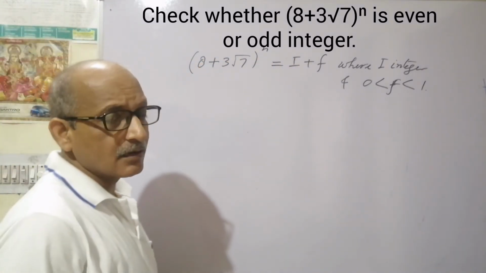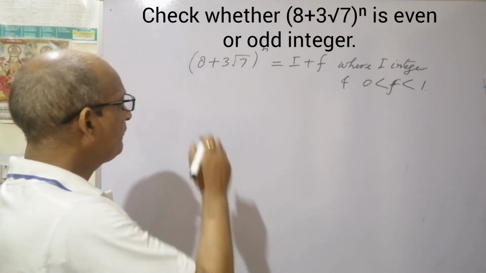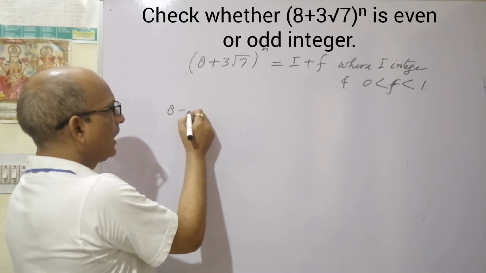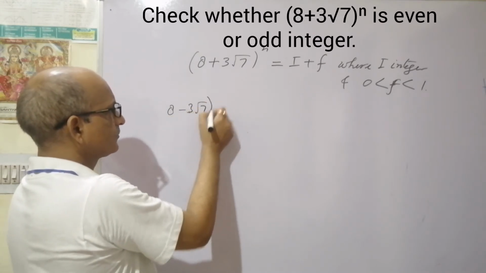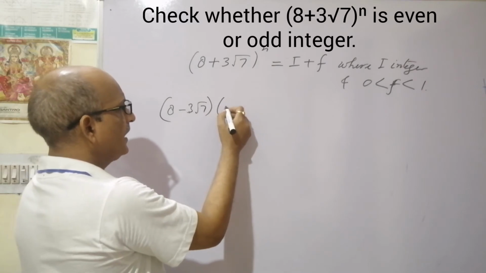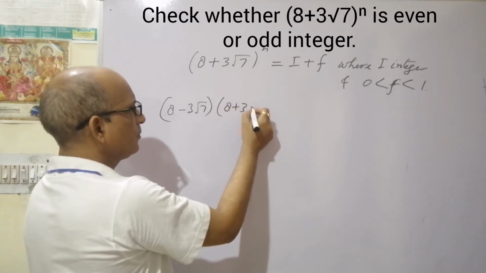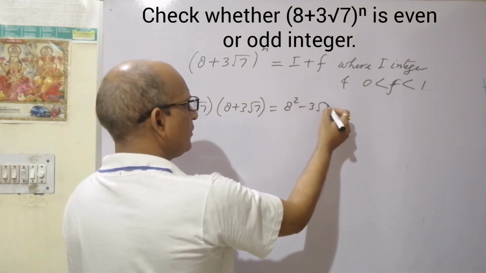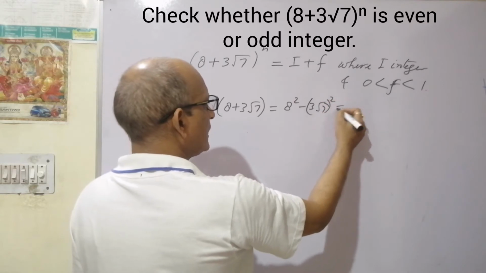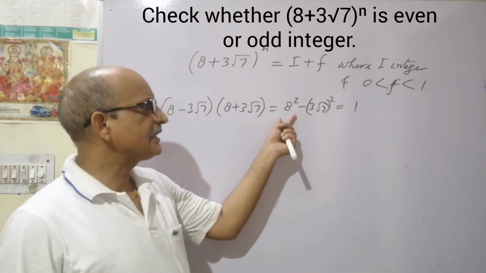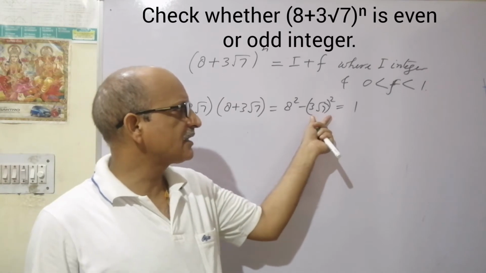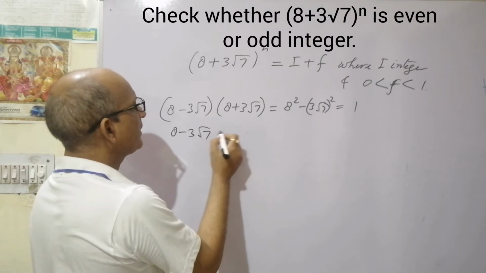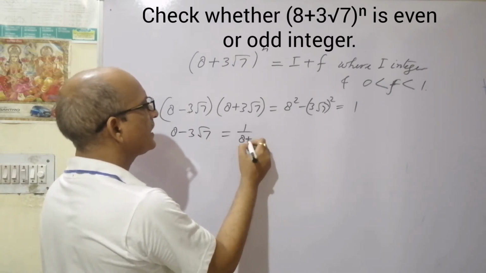Now let's think again. If we take its conjugate, 8 − 3√7, and multiply it by 8 + 3√7, it will be equal to 8² − (3√7)². That will finally become 1, since 8² is 64, minus 3 × 3 = 9, times 7 is 63, which gives 1. So we get 8 − 3√7 can be written as 1 / (8 + 3√7).